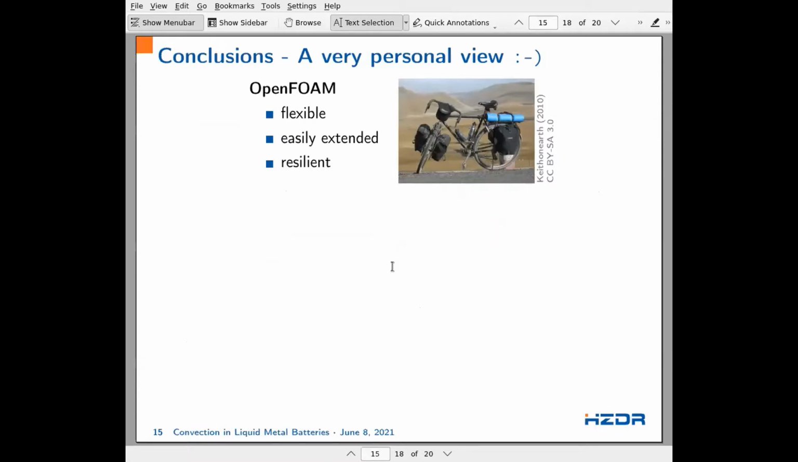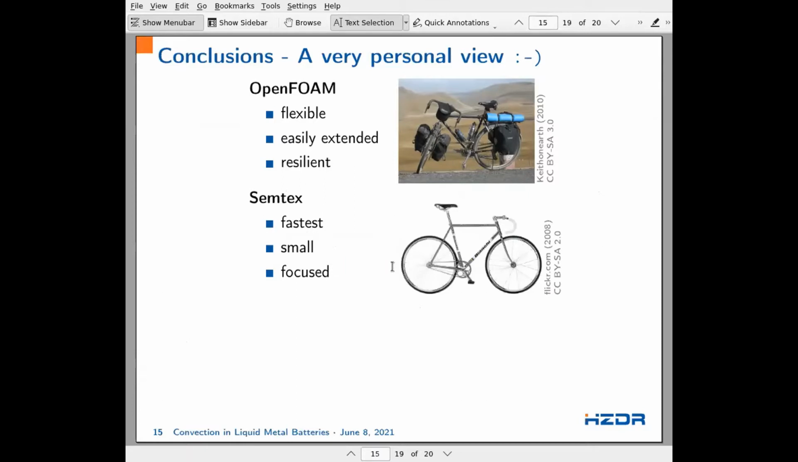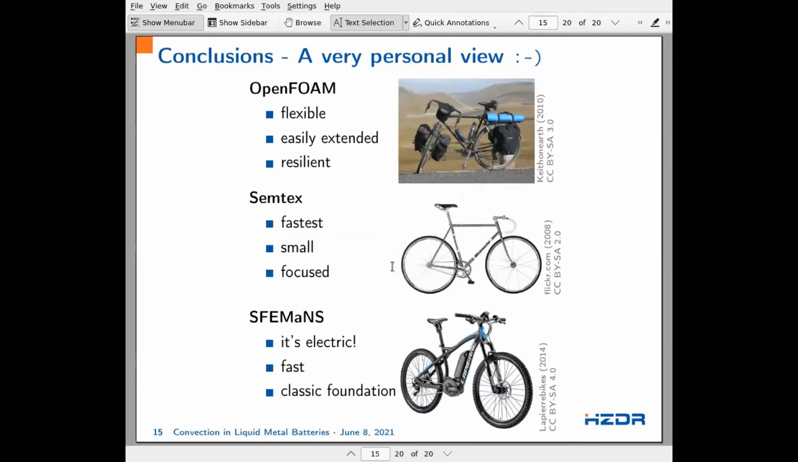To conclude, and that's my very personal view, OpenFOAM gives you, as you all know, a lot of flexibility, can be easily extended, and it's very resilient. If you have to do something very fast, then I would suggest using Semtex if you can live with the possibilities it has to offer to its users. And then there is SEMMANS, which brings with it already a solver for the complete magnetohydrodynamics equations, which comes in handy if you have more problems than just heat and mass transfer to solve. It's fast as well, and it's written in Fortran 90, so it's classic Fortran.